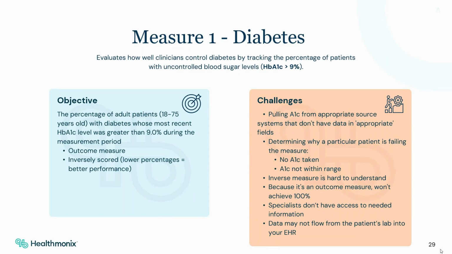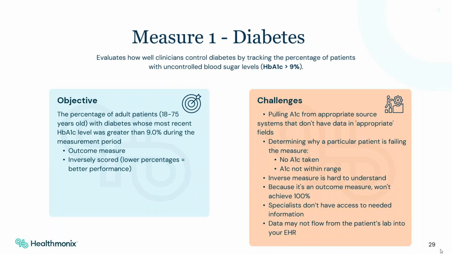Determining why a particular patient is failing the measure. So there could be 2 different reasons, right? There's no A1C taken on a diabetic patient, or the A1C is not within range. So understanding why this patient is not meeting this particular measure.